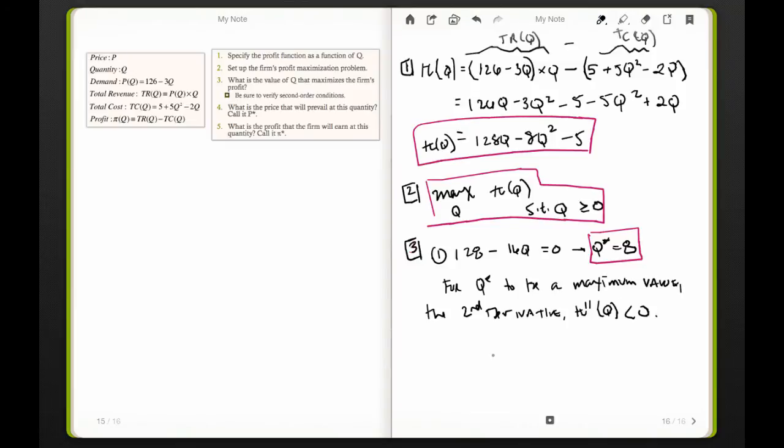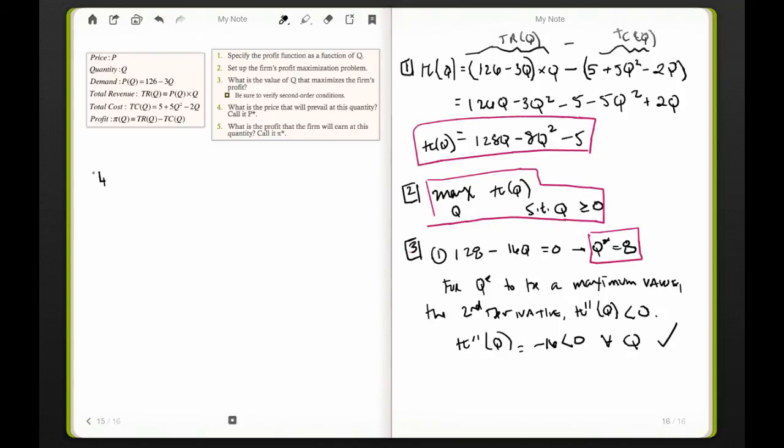So let's calculate this. Pi prime prime of q, the second derivative of profit with respect to quantity, or likewise the derivative of this first derivative, is going to equal negative 16, which is less than 0. It's less than 0 for all quantity. So I know I'm good. So this is indeed a maximum. We'll put a little check mark there. Here, let's move over here since we have a little bit more room.